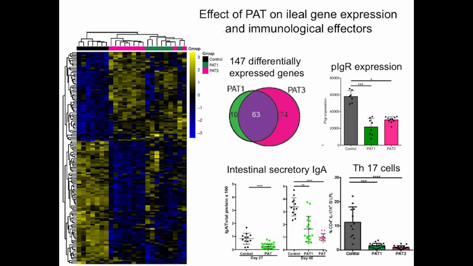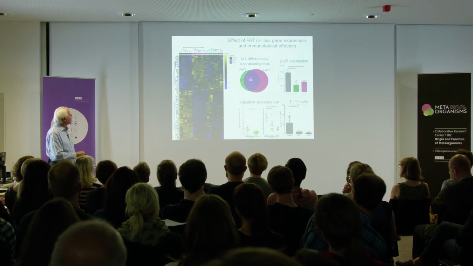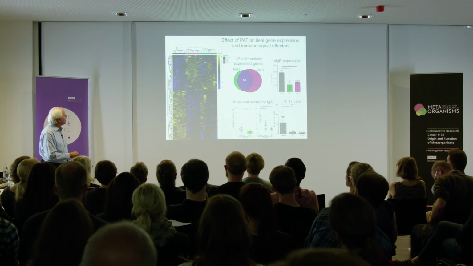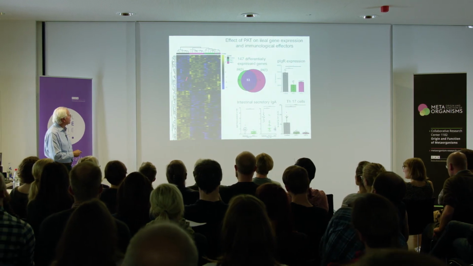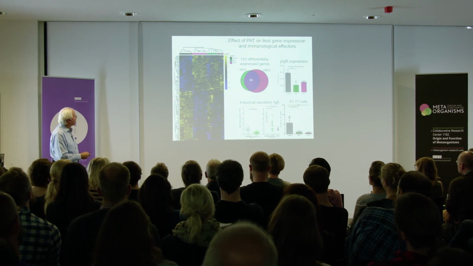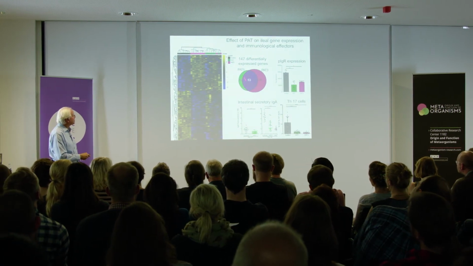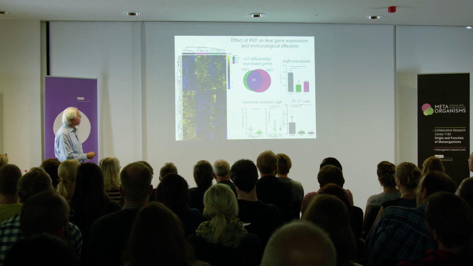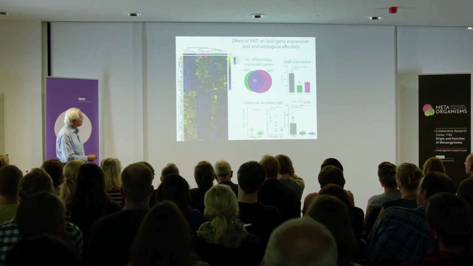Basically, what we see is the big distinction is between the controls and the antibiotic group. Again, out of 500 immune and inflammatory genes in the intestine, we found that 40 days after the antibiotic exposure, there were still 63 genes that were significantly perturbed with the 1 antibiotic course.